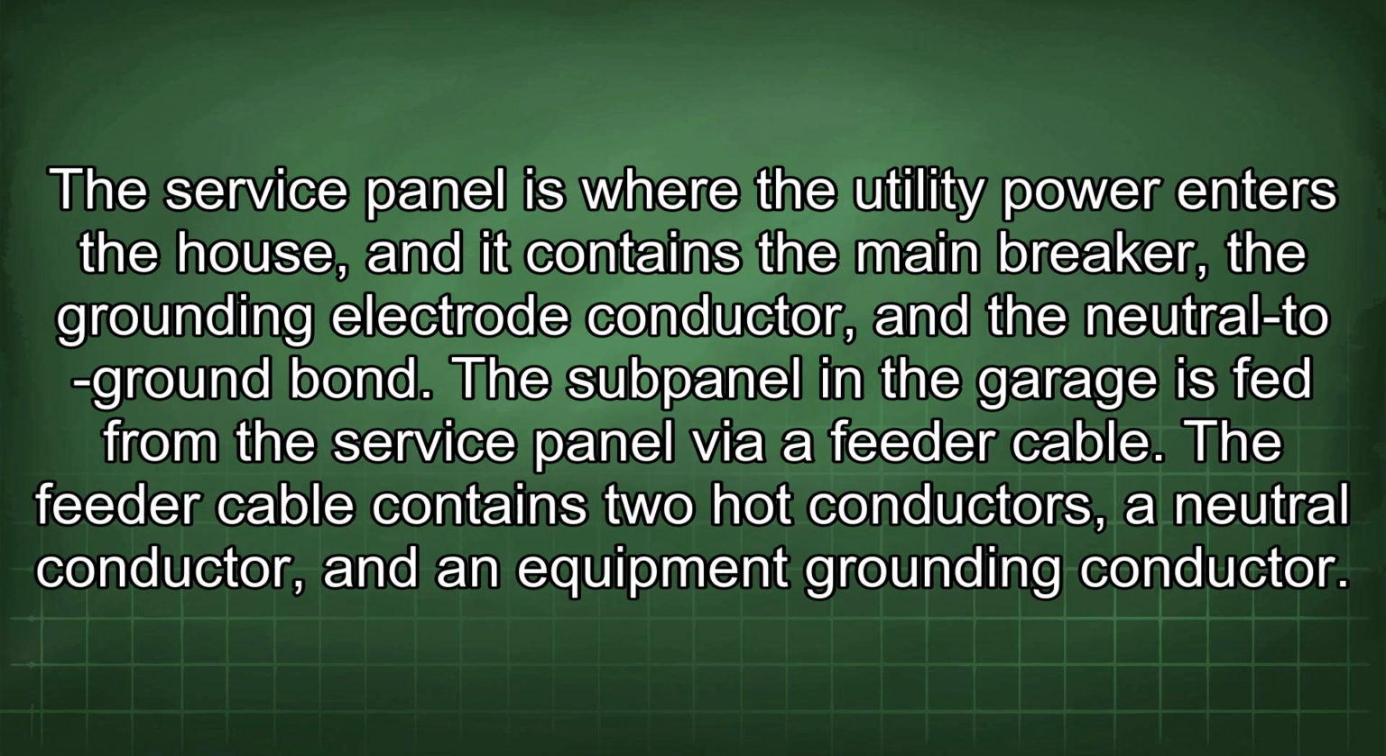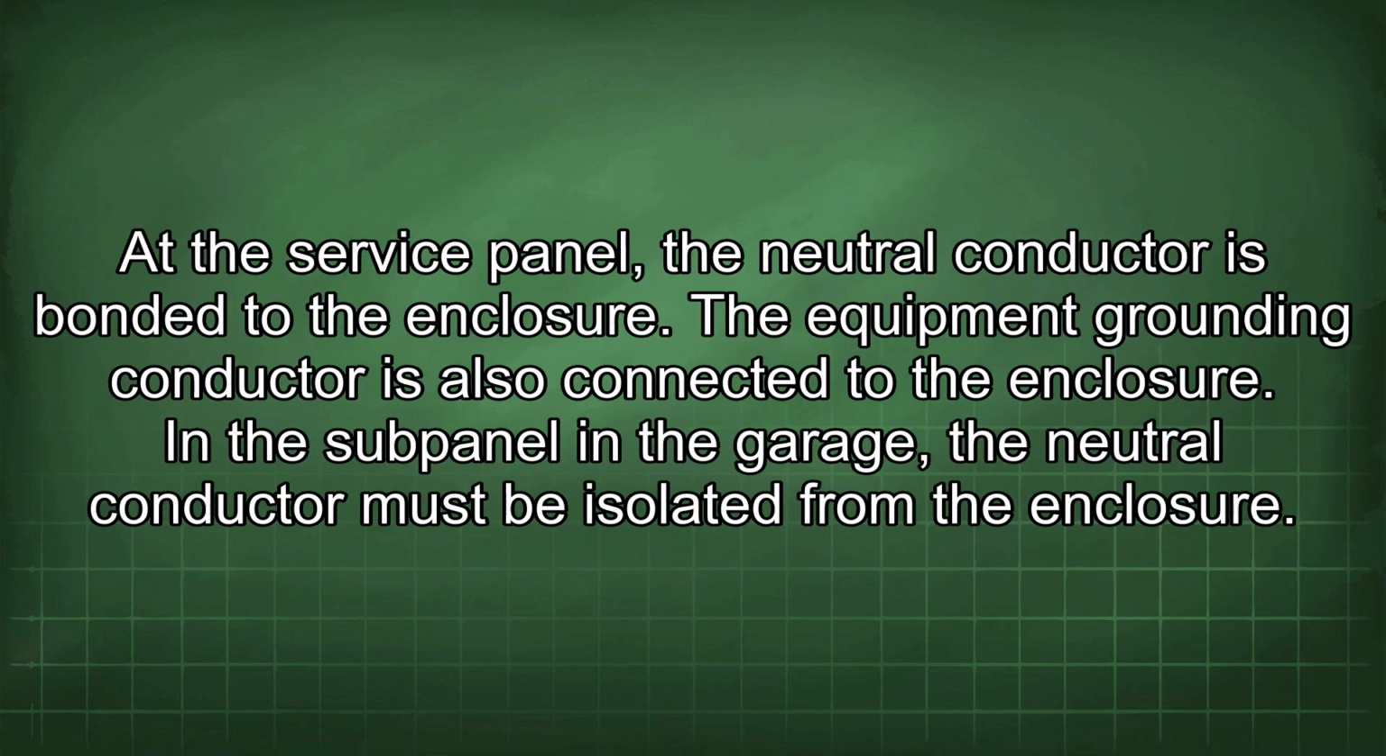Consider a residential electrical system with a main service panel and a subpanel in a detached garage. The service panel is where the utility power enters the house, and it contains the main breaker, the grounding electrode conductor, and the neutral to ground bond. The subpanel in the garage is fed from the service panel via feeder cable. The feeder cable contains two hot conductors, a neutral conductor, and an equipment grounding conductor. At the service panel, the neutral conductor is bonded to the enclosure. The equipment grounding conductor is also connected to the enclosure.